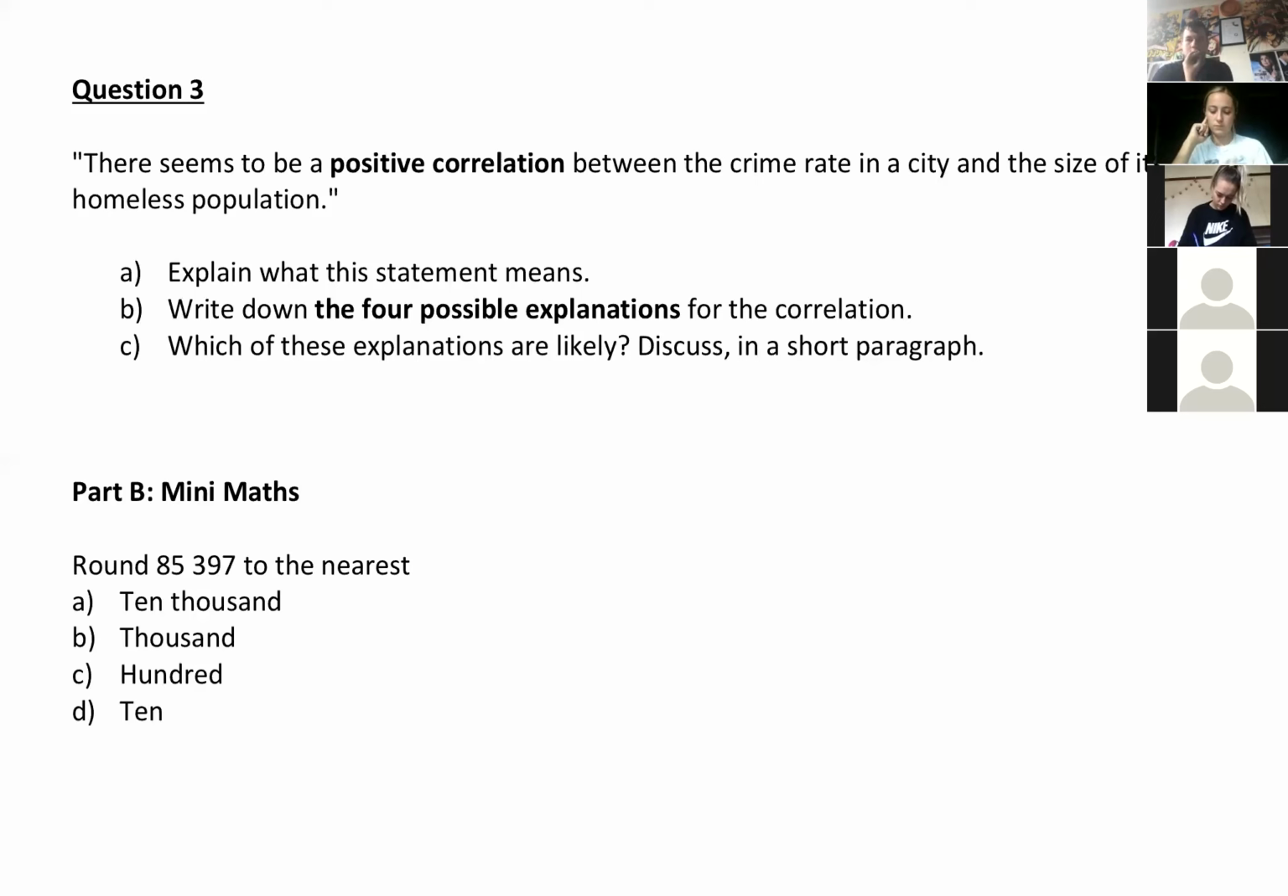What about the next one? Is there a way to explain how homelessness might cause an increase in crime?